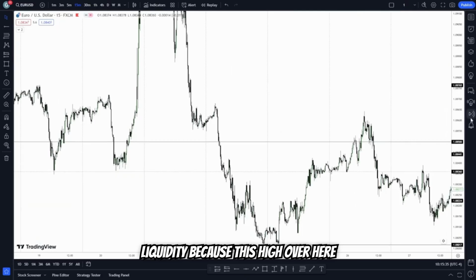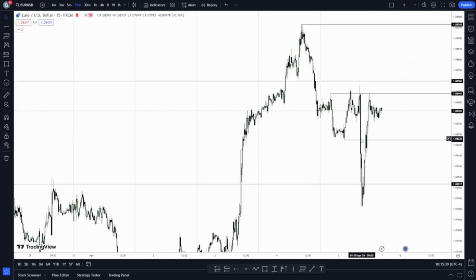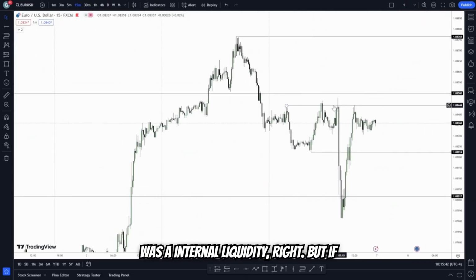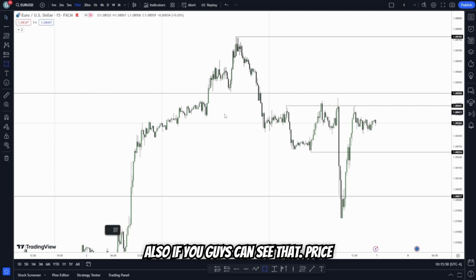Okay, so these levels are extreme levels, and these levels are external liquidity, not internal liquidity, because this high over here was internal liquidity, right? But if price would have gone and taken this high, this would be external liquidity. But price took the high, and then it falls down, and our entry will be just a little bit above of this level.